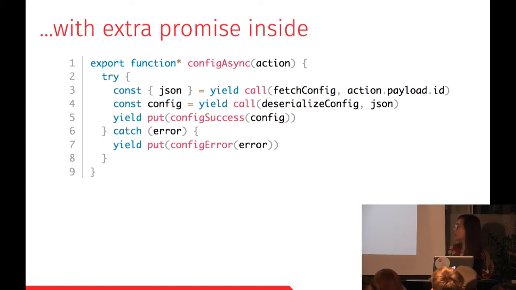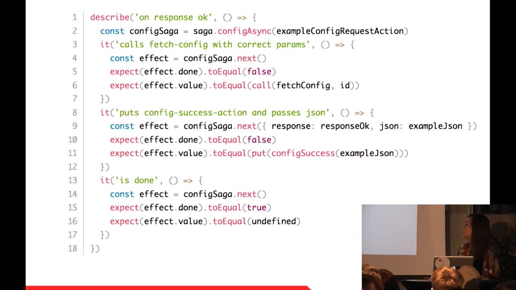Okay, and how would the Saga look if we would like to add the custom deserialization? It would actually still look pretty simple. We just added line number 4. We also wait for the result of the deserialization, and we assign the result to the config variable. Then we just pass it to the success action. So the put method and the call method are Saga's methods, but they're really simple to use, and yeah, I think the code is clear.